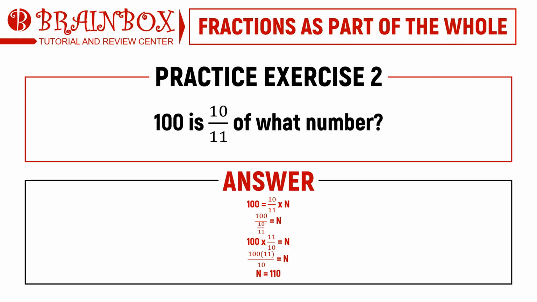Time is up. The correct answer is 110. Translating this to a mathematical equation, we get 100 is equal to 10/11 times n. Transposing 10/11 to the other side and following the rules on dividing fractions, we get 100 times 11/10 is equal to n, which we will solve as 100 times 11 divided by 10 is equal to n. Thus, we get n equals 110.